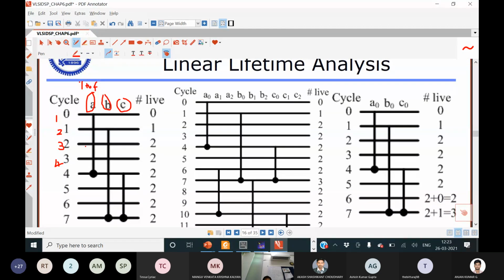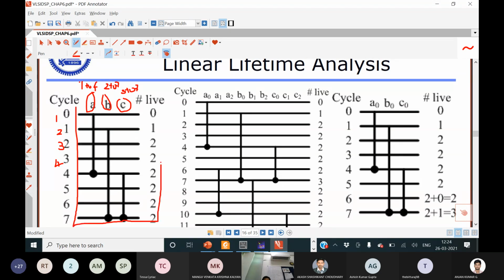Okay, B exists from 2 to 7, and similarly C exists from 5 to 7. So this you can interpret from a graph, or if it is written in word form, that A exists from 1 to 4, B exists from 2 to 7 and C exists from 5 to 7, then you can draw this equivalent graph.